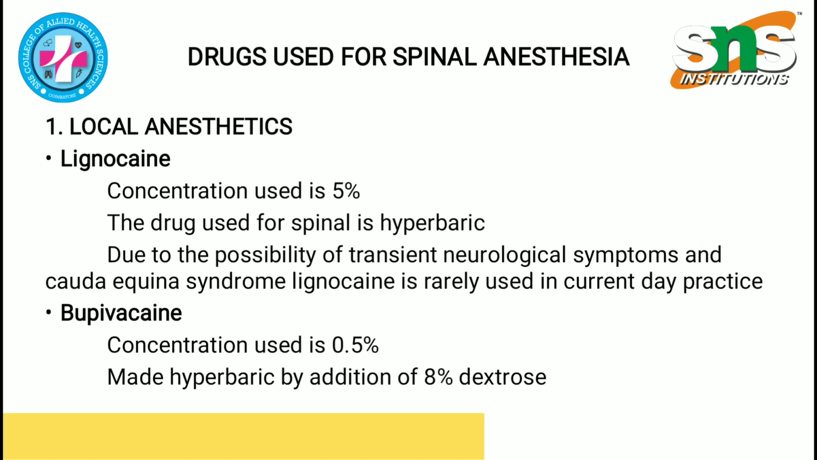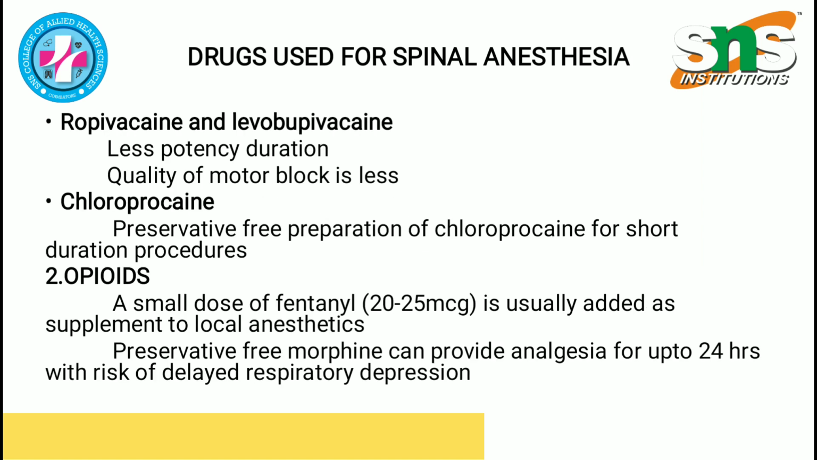Bupivacaine. The concentration used is 0.5%. It is made hyperbaric by addition of 8% dextrose. Ropivacaine and levobupivacaine have less potency and duration, and the quality of motor block is less. Chloroprocaine. Preservative-free preparation of chloroprocaine is used for short duration procedures.